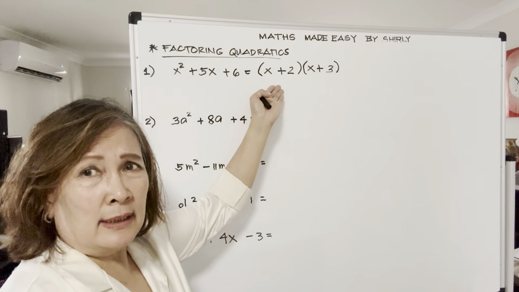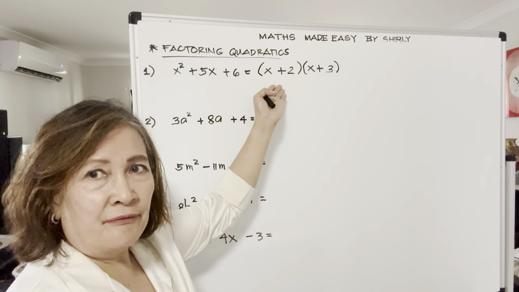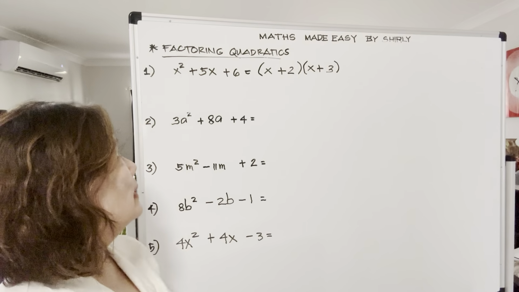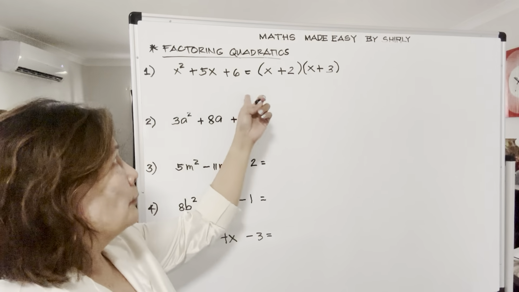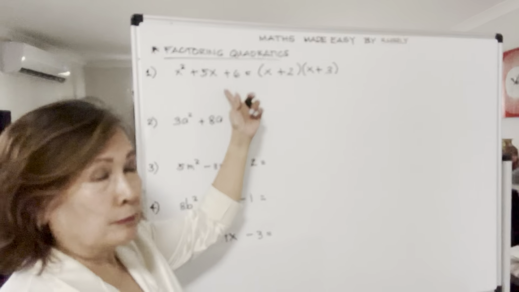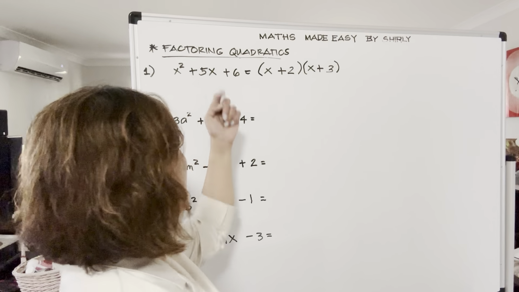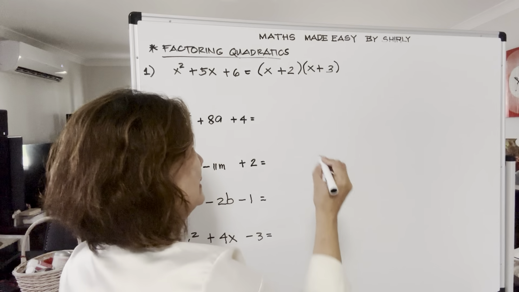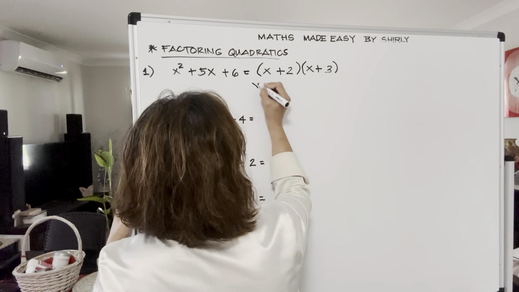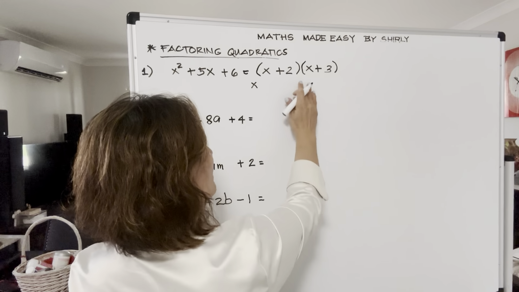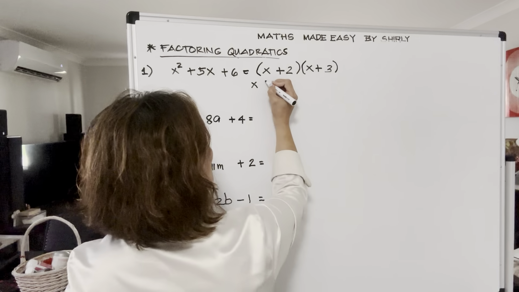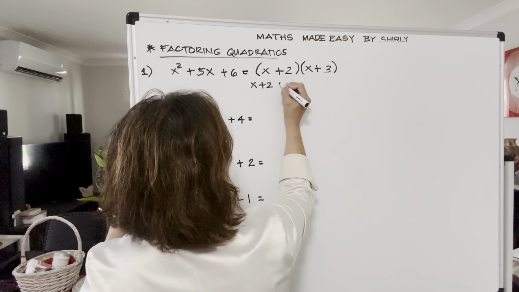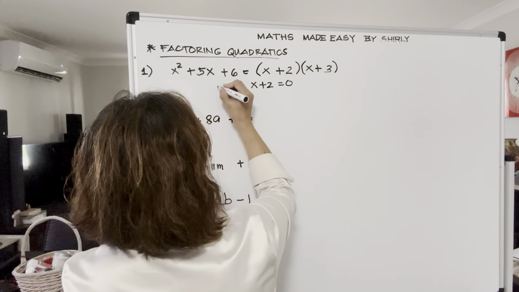Let us check if these are really the factors of our first quadratic equation, which is x squared plus 5x plus 6. To check that, we need to equate each binomial to 0. x plus 2 equals 0. So we are now checking.